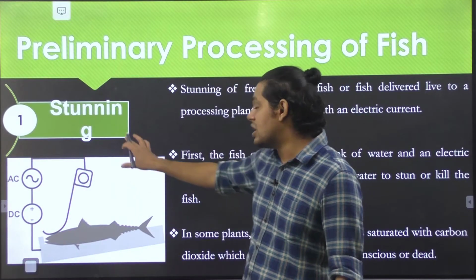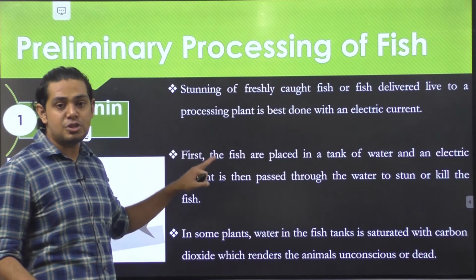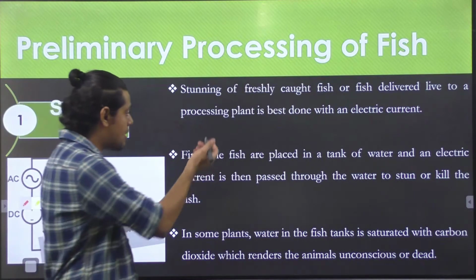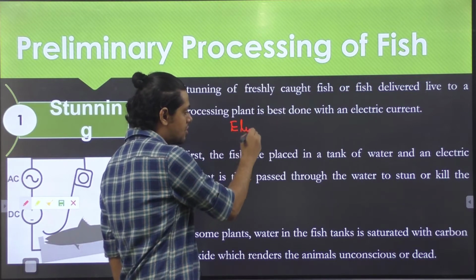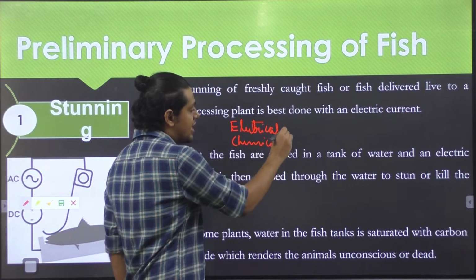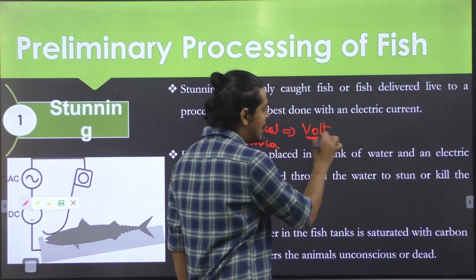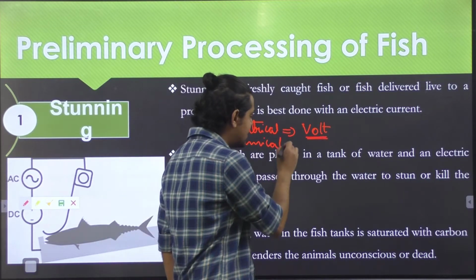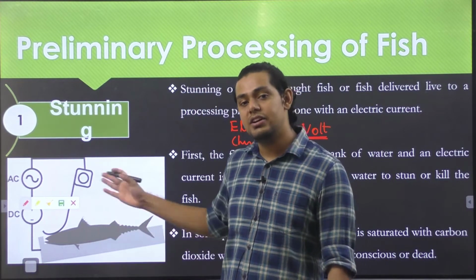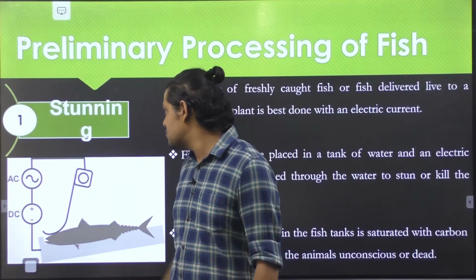To give you an overview, stunning is a process of rendering an animal unconscious prior to slaughtering. In the fish processing industry, there are two types of stunning technique that are widely in practice. The first is by utilization of electrical current, and the second is by utilization of chemicals. In the electrical technique, current is passed at a specific voltage, which renders the animal unconscious. In the chemical technique, we use carbon dioxide, which causes cerebral anoxia and renders the fish unconscious. Thereby it can be processed for the next important step. So this was about the stunning.